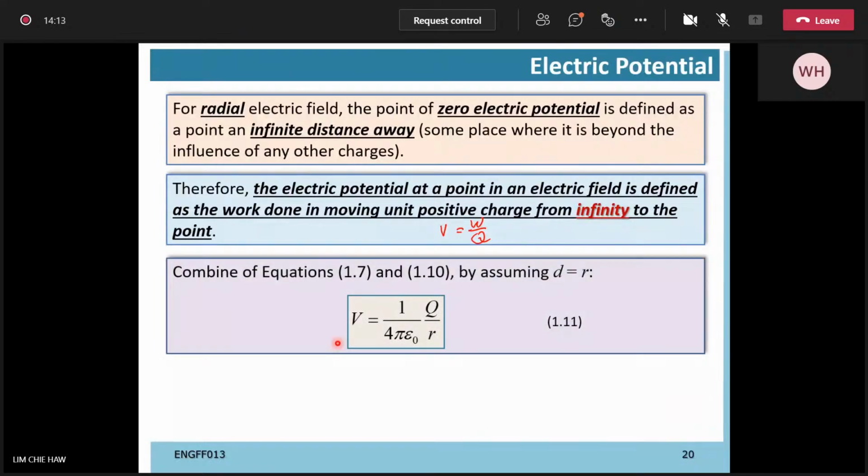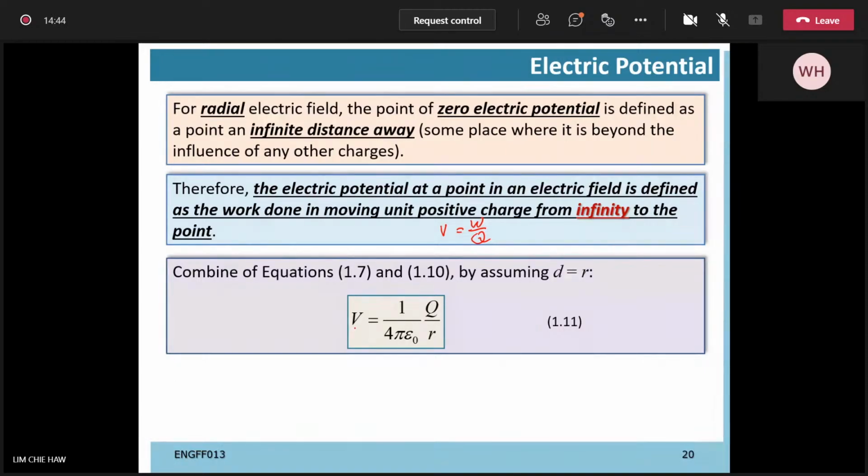Okay, so if you combine equation 1.7 and equation 1.10, and we assume D equals R, we can also write the electric potential as 1 over 4 pi epsilon naught Q over R. Right, so far you already learned three important equations for the electric field. Let me write it down here for you to compare.